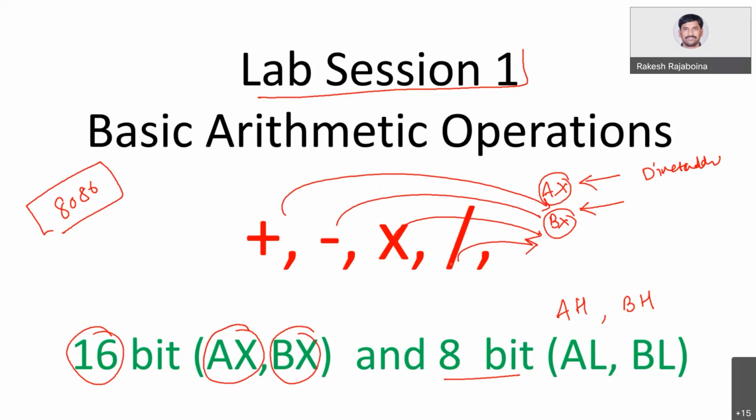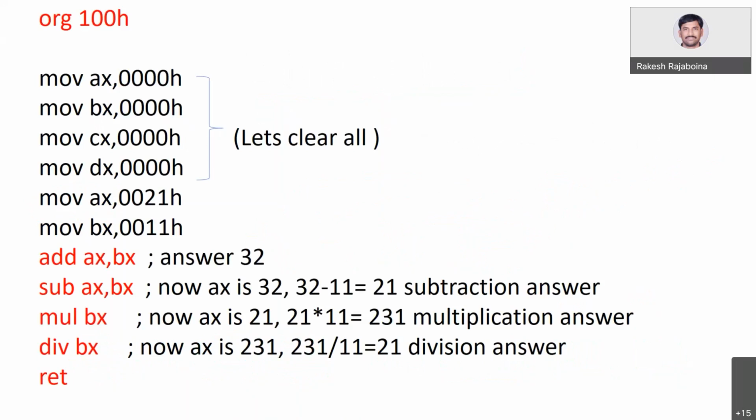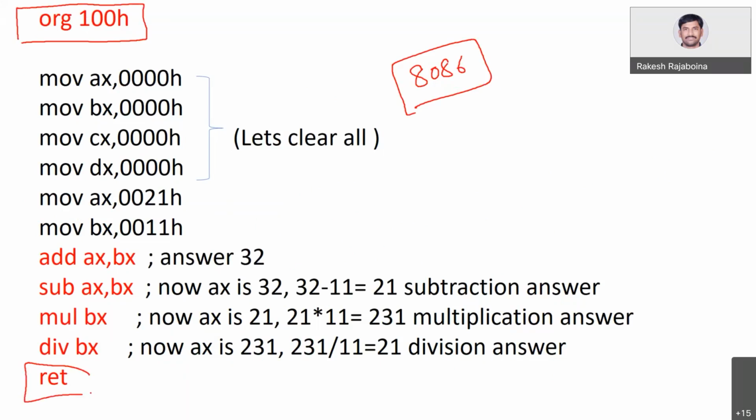So let me show the program in the simplest way. Listen carefully. This is a program which I'm going to execute in the 8086 emulator. As usual, this will be the default. It will come. You don't have to put these two things, origin and return. You can see my PPT is clear, right? Is the PPT clear? Yes, sir.